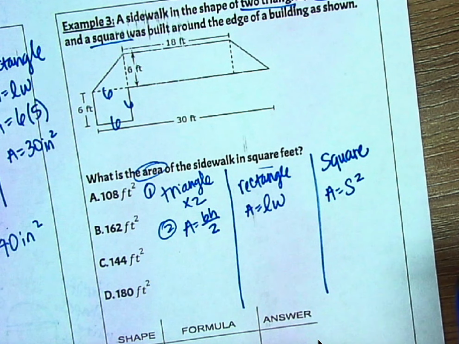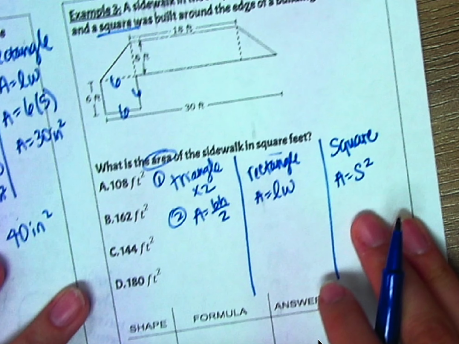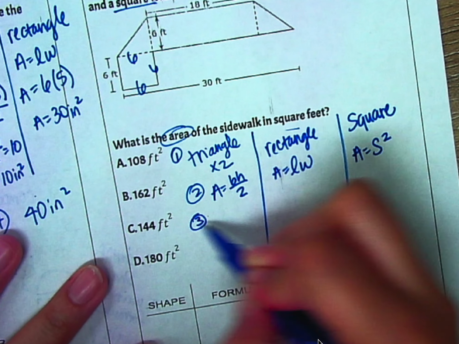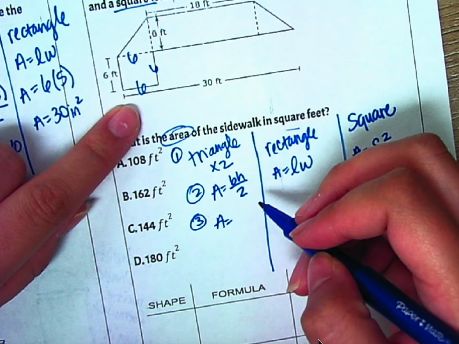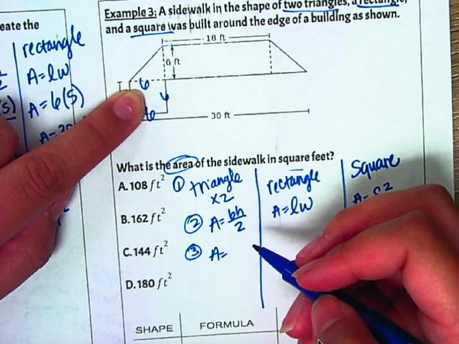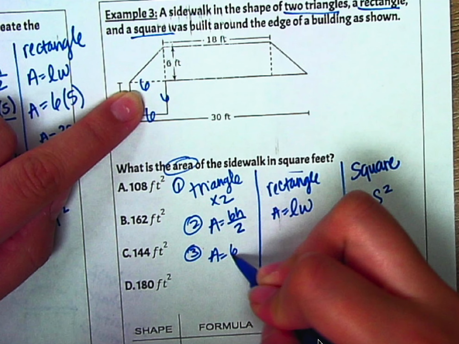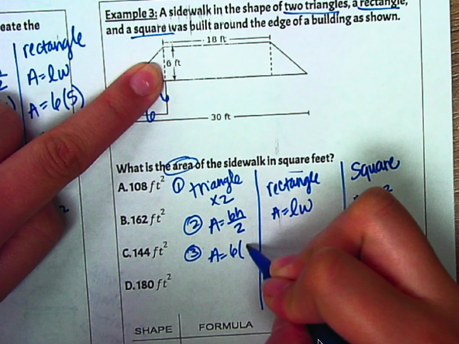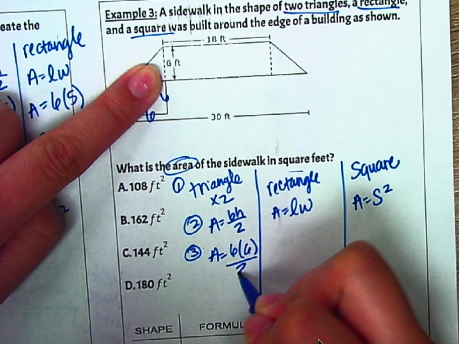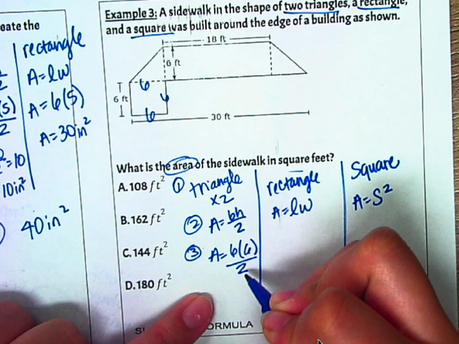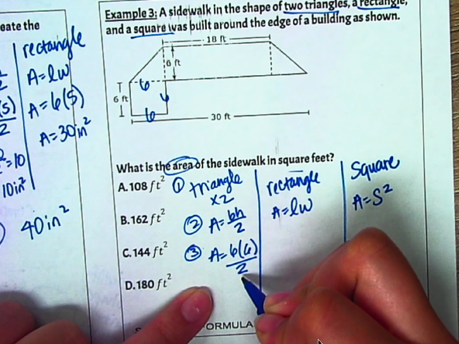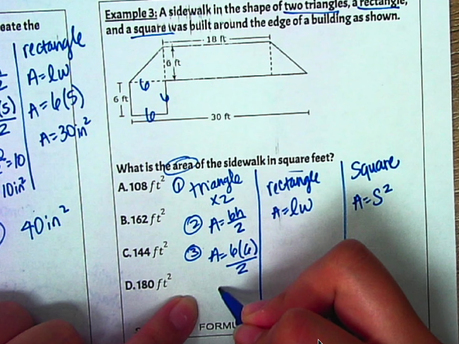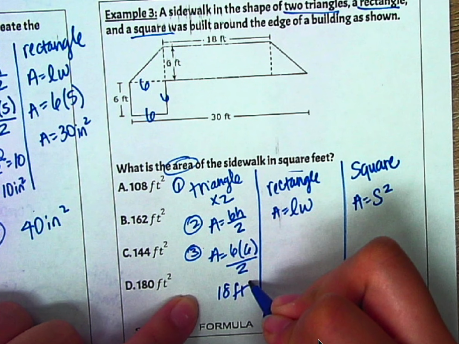Okay, so I'm going to do step 3, and I'm going to plug in my numbers. A equals BH over 2. My base for this triangle right here is going to be 6, and my height is 6, over 2. So I'm going to solve. 6 times 6 is 36. Divide that by 2. It's going to give me 18 feet squared.